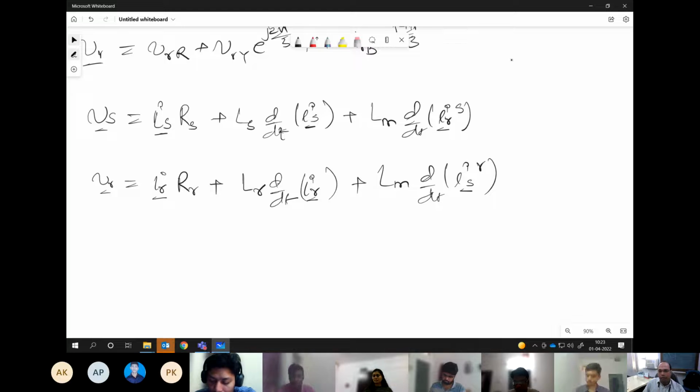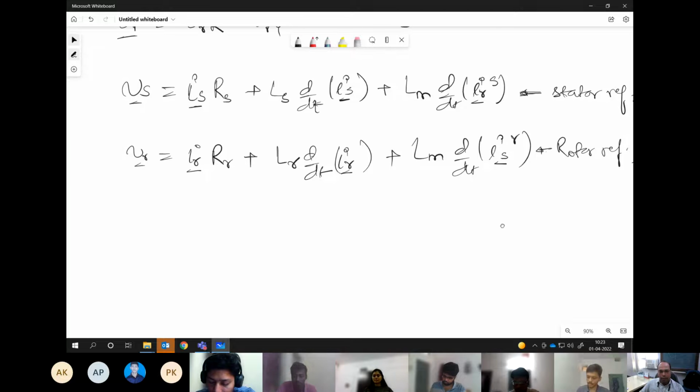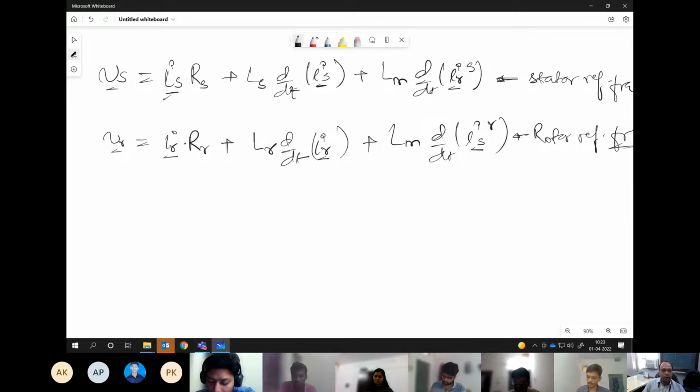What is the reference frame for this equation? Stator. The first equation is the stator reference frame. And the second equation? Rotor. Rotor reference frame. Correct. This clarity we have. Now, see, we can measure what is Is, what is Ir. We can measure this, but we still don't know the meaning of this being referred to some other reference frame. What is the meaning of this? That's what we need to understand.